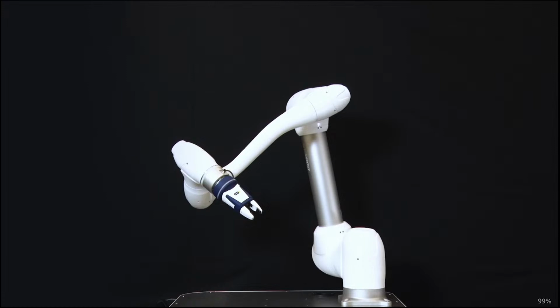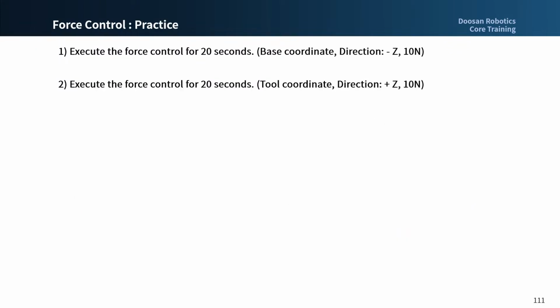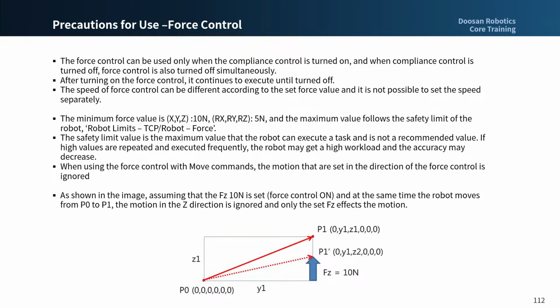And under this condition, when a force greater than 10 Newton is applied, as you already saw, the robot moves backward. So it's a simple practice. Please practice by yourself. And also, this is a very important point for using force control. Please read it very carefully.